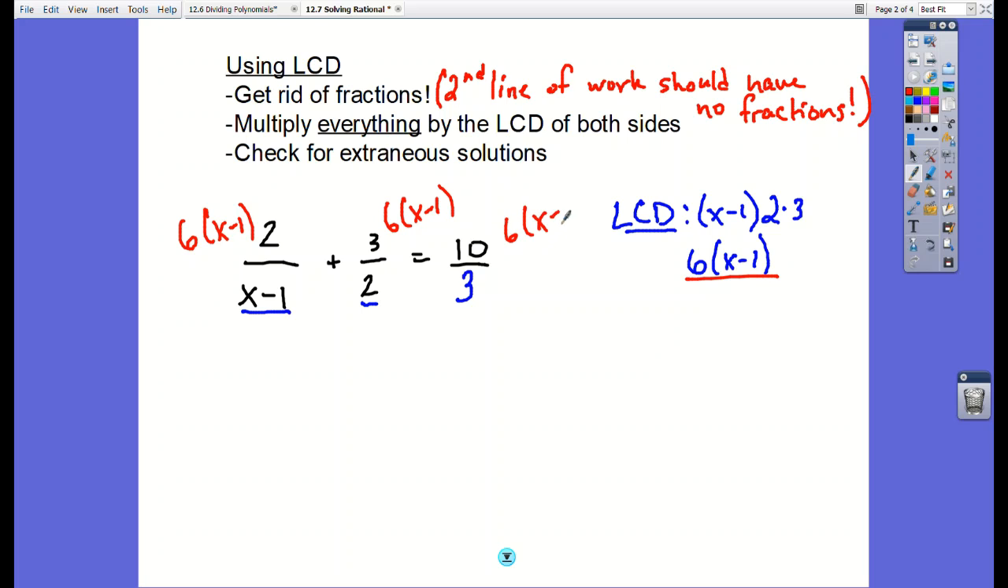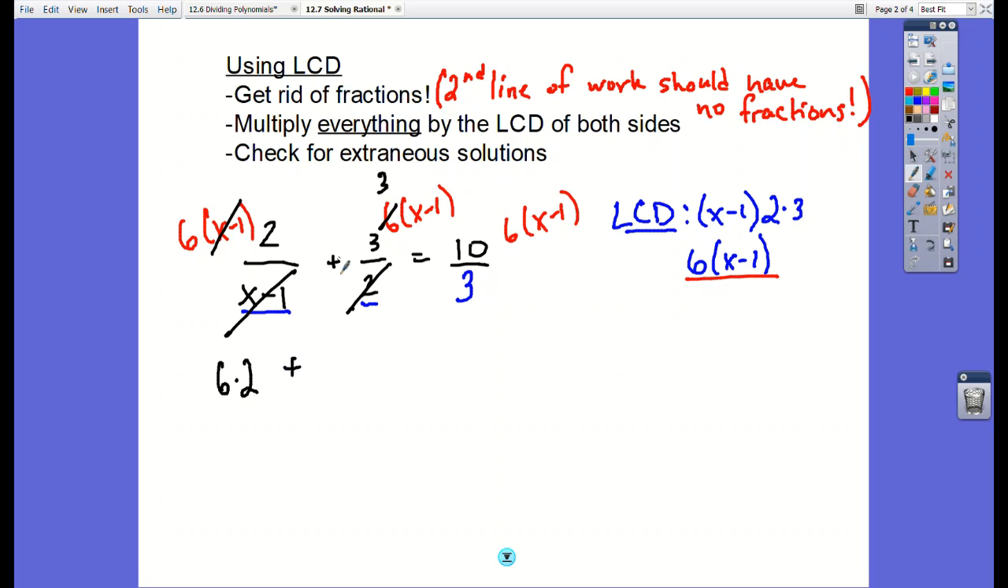6 times x minus 1. You're going to multiply everything by your least common denominator. And then notice what happens when we do that. x minus 1 crosses off with x minus 1. You're left with 6 times 2. 2 divides into 6 3 times.